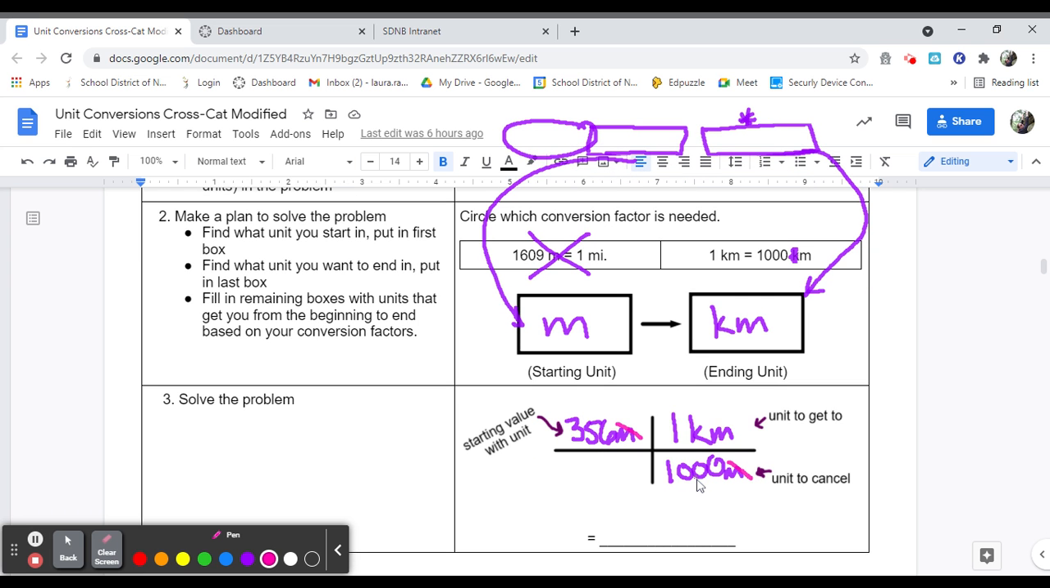356 divided by 1,000 will give me 0.356 kilometers. So again, I just do what my calculator says, 356 times 1 divided by 1,000.